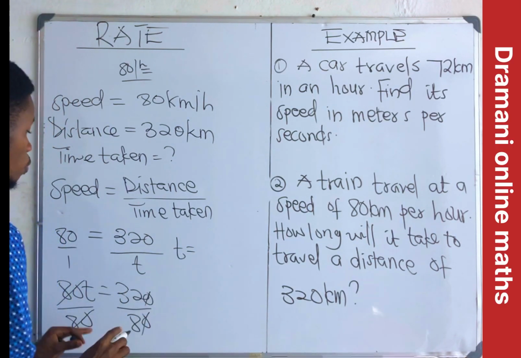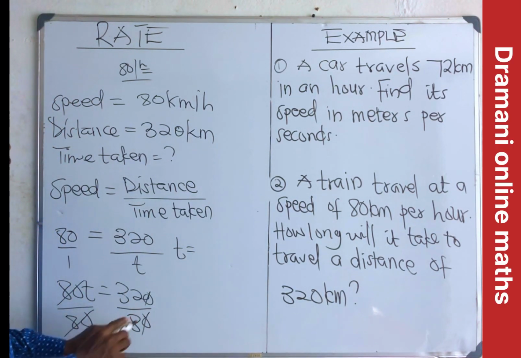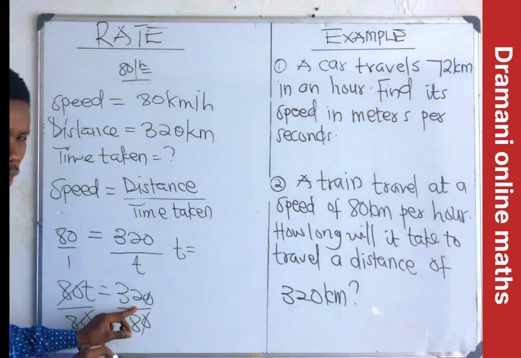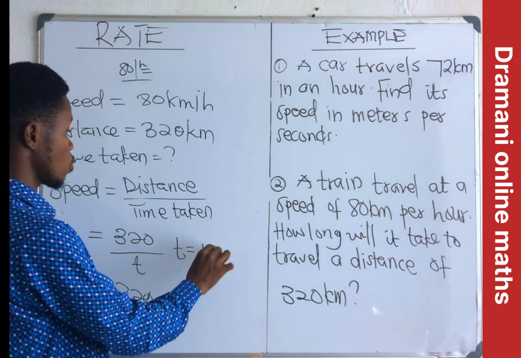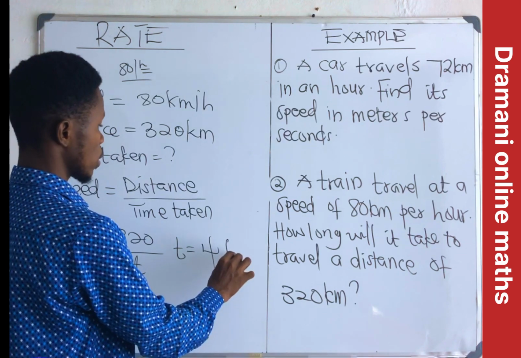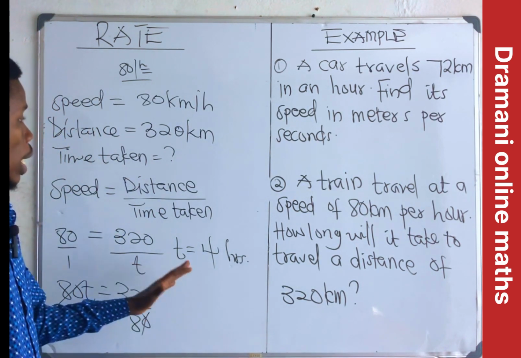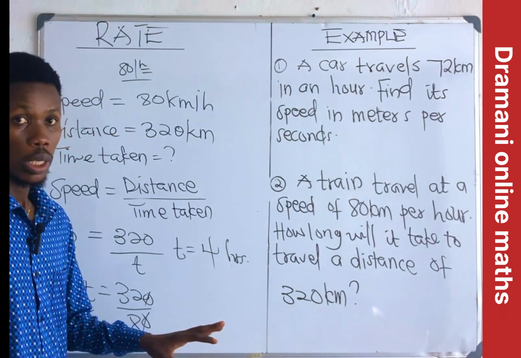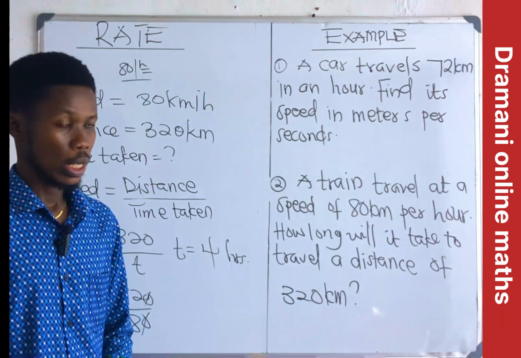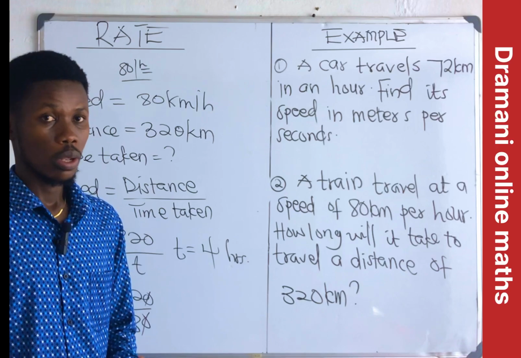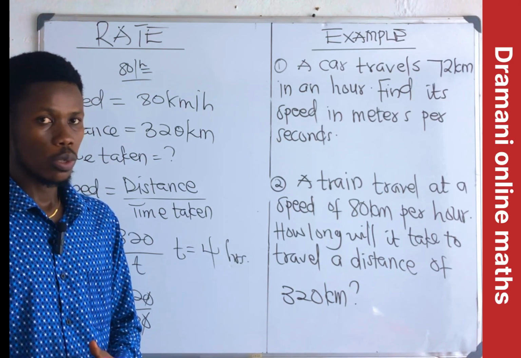So it tells you that 80 go into itself 1, leaving my t, which is the time, to be... 8 going into 32, that's 4. Okay, I beg your pardon. That gives you 4 hours. Is that okay? 4 hours. So the time that it is going to take is what? 4 hours. Good. Yes. So let's move to the next examples.